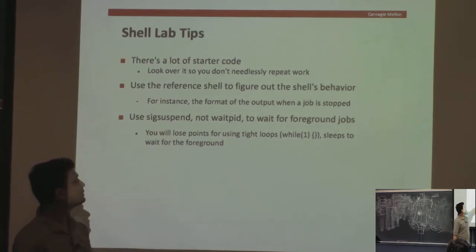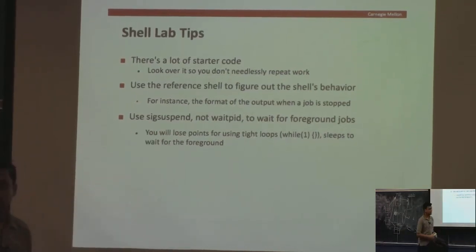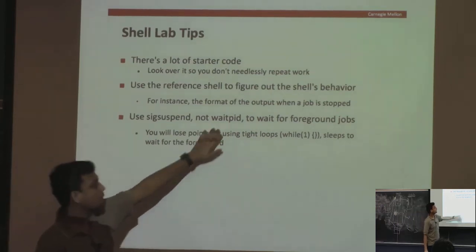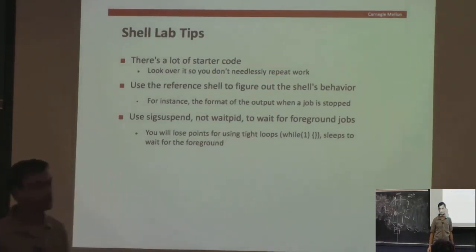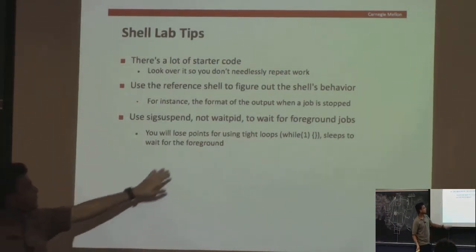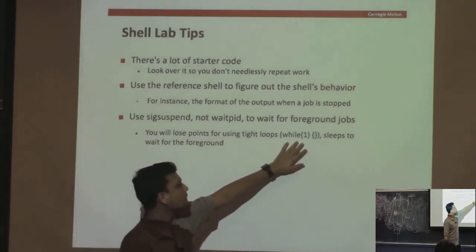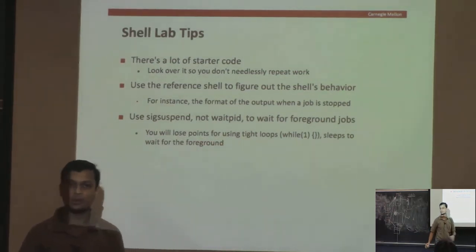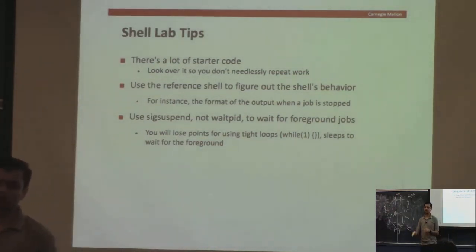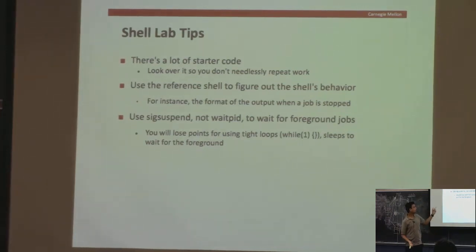And the other is the use of sigsuspend. So we spoke of sigsuspend, where you're suspending an operation until a particular signal is received. So make sure you use sigsuspend and not waitpid for the foreground jobs. And you should basically avoid any while(1) loops or sleep operations to maintain an order. You need to ensure you use only sigsuspend and wait.